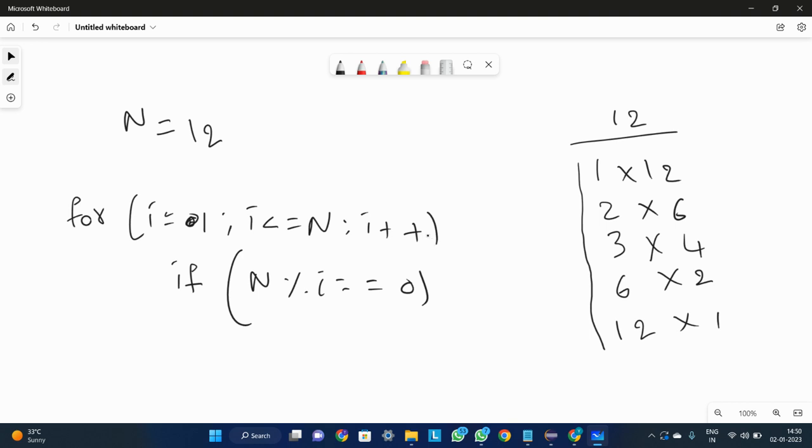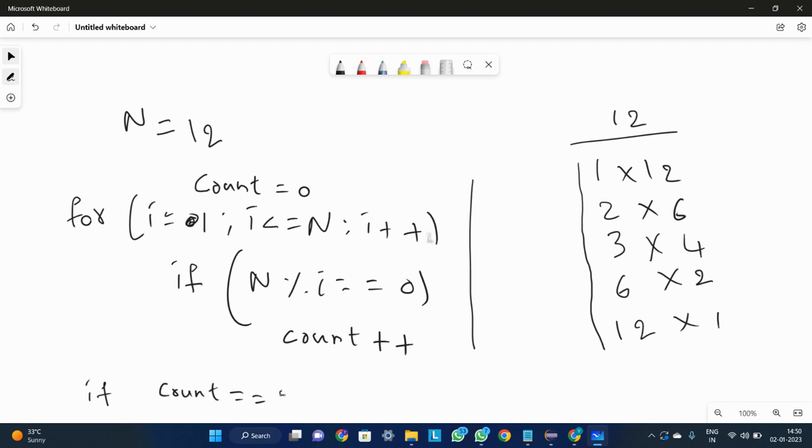Then we will take count equals 0 before the loop, and inside we will increment count plus plus. At the end, obviously if it is prime, the count should be 2, 1 and itself. Then we will print prime, or else we will print it's not a prime. Actually, here it is a brute force method. We are simply doing it with a basic understanding.